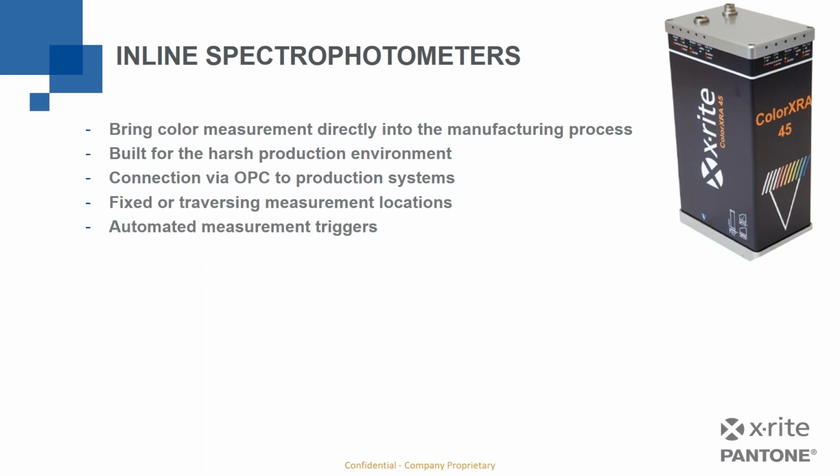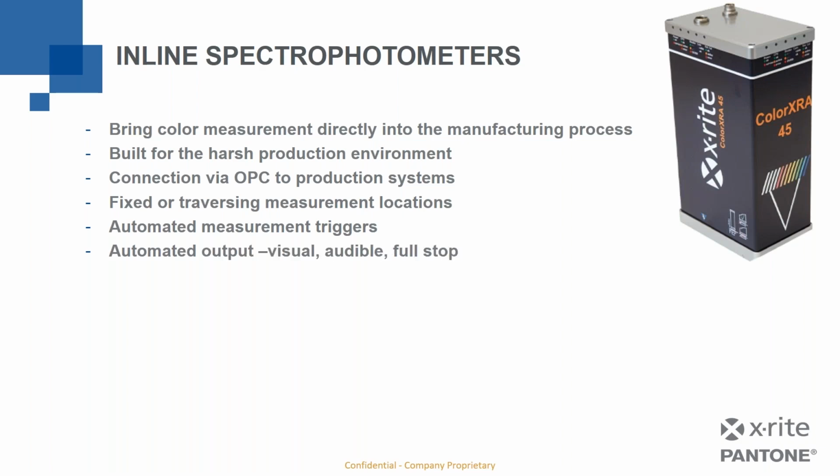Inline spectrophotometers typically have automated measurement triggers. They can be set to measure based on time. They can be connected to sensors and systems that allow them to measure based on how many feet or meters of material go by, measure every X number of meters. There are a variety of different ways that we can automatically trigger the device as to when to take a measurement.